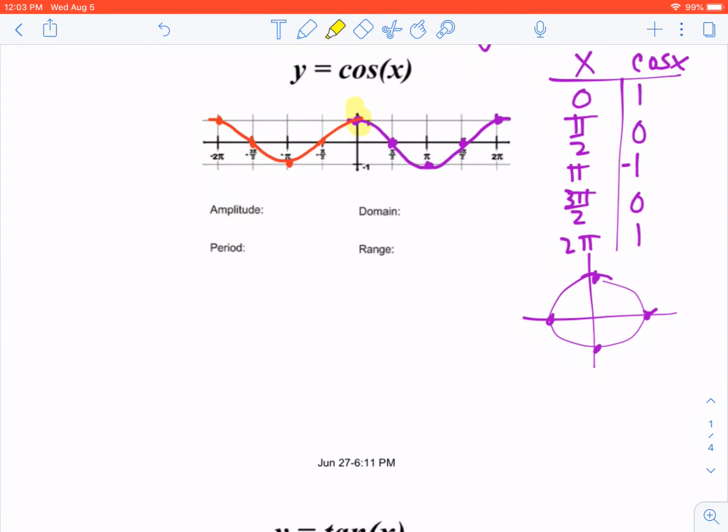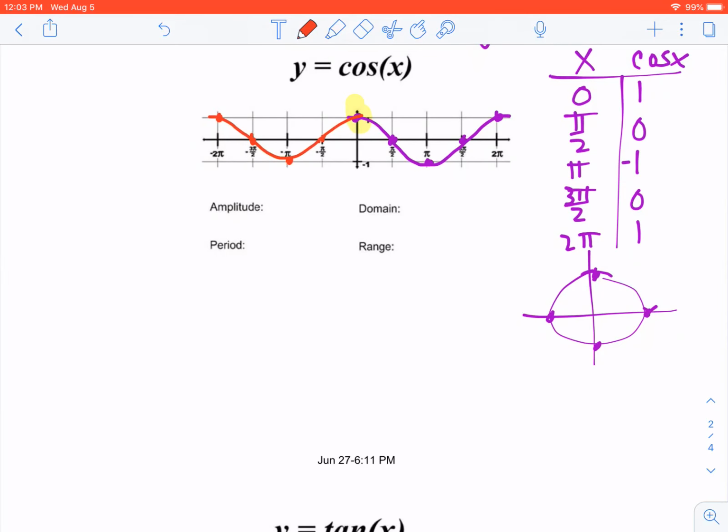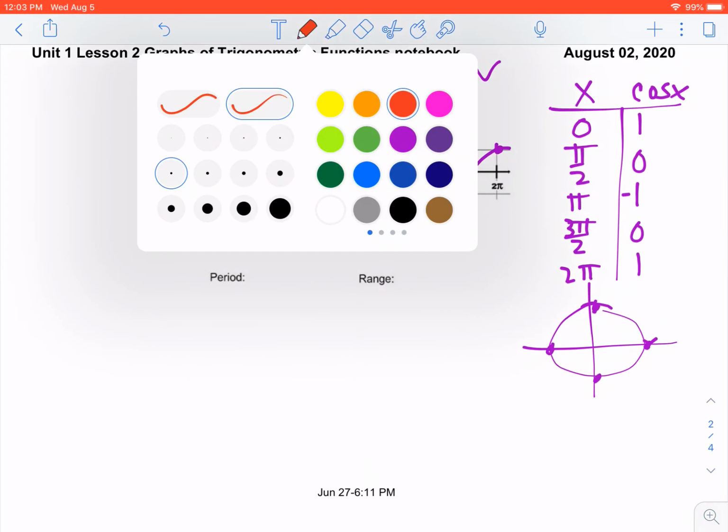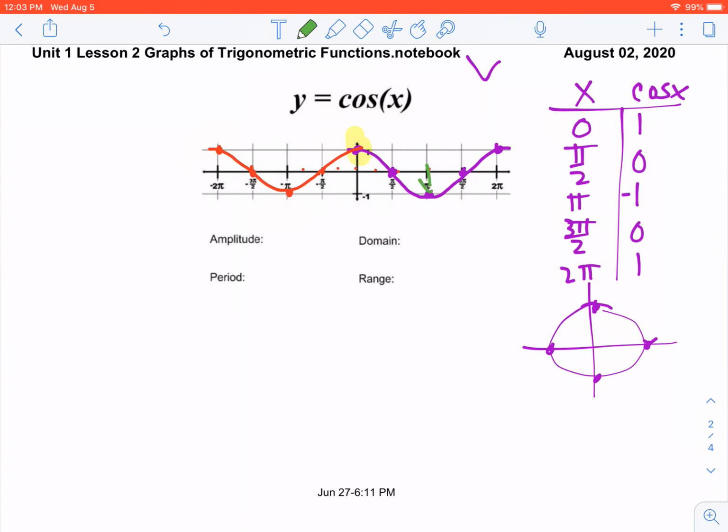Okay, let's talk about its amplitude. Again, the amplitude is, if you think of this as the midline, how high and how low does it go from the midline? It's a unit of 1, again, on the parent graph. We're going to stretch these or shrink these out in the next lesson. If you notice the red, we got through one complete cosine curve in 2 pi radians.